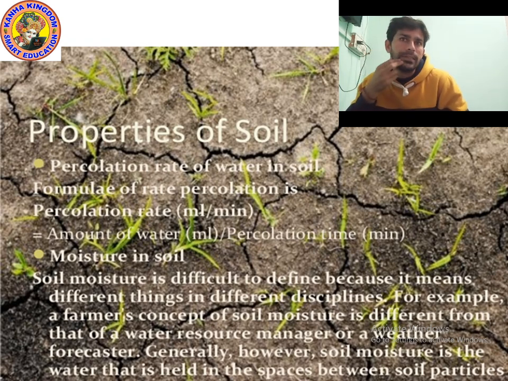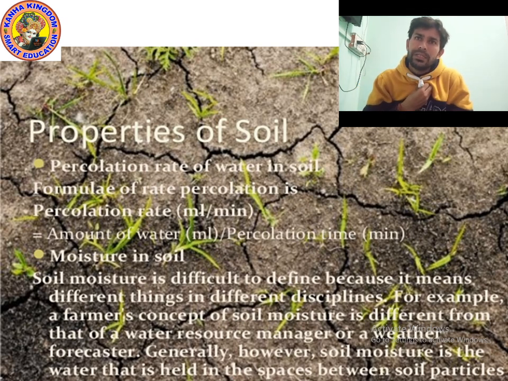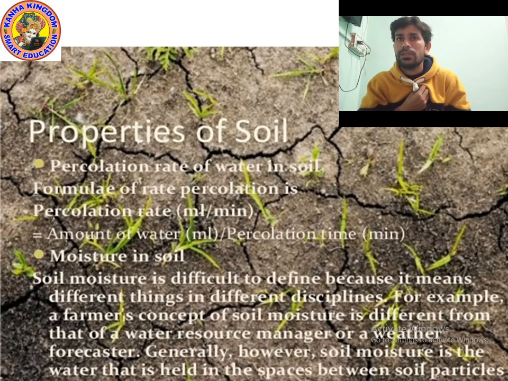We can also calculate the percolation rate by a simple formula. We can calculate how much water is absorbed by the soil. The formula of percolation rate of water is amount of water divided by percolation time. So what is percolation rate? The amount of water absorbed by soil in unit time is known as percolation rate. It can be calculated in milliliters per minute.